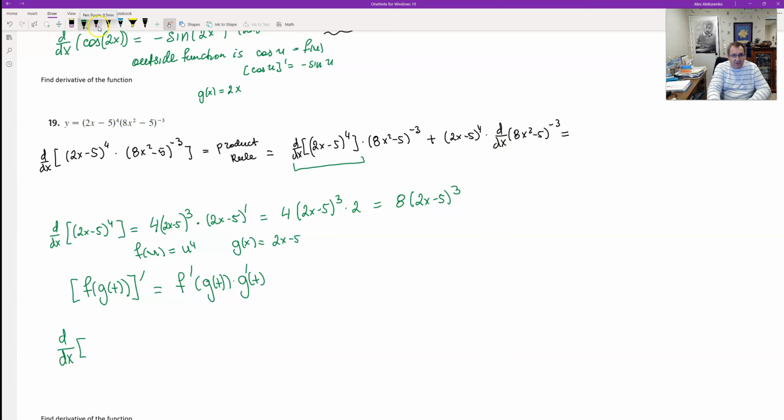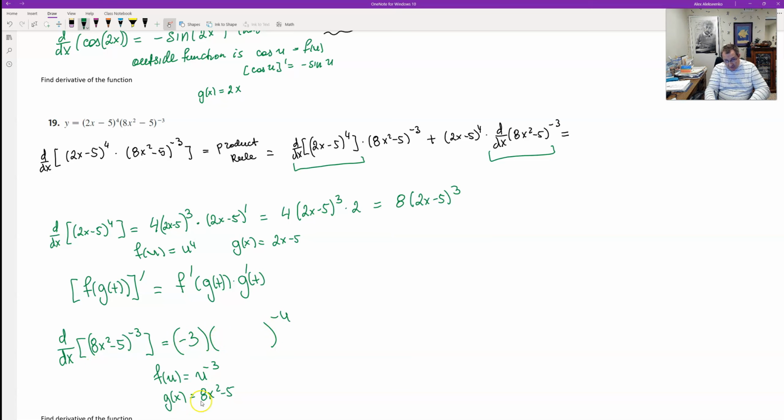So now let us focus on the second term. And we will start with the derivative of quantity 8x squared minus 5, everything raised to negative 3. Now, in this case, the outside function is u raised to negative 3. The inside function is 8x squared minus 5. And we will start by taking the derivative of the outside function, negative 3 something raised to negative 4. And that something is the function g of x, so let me put it here.